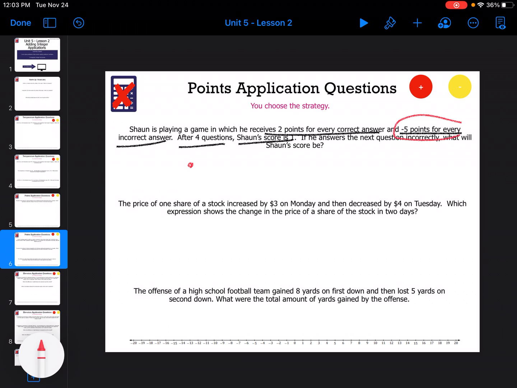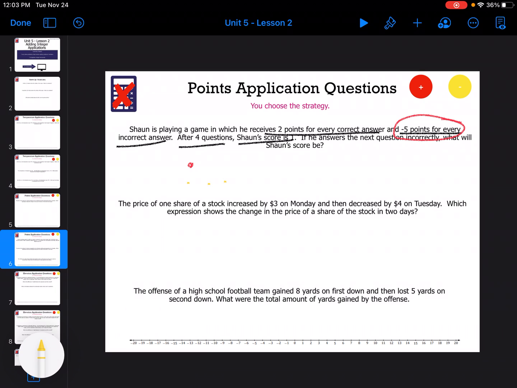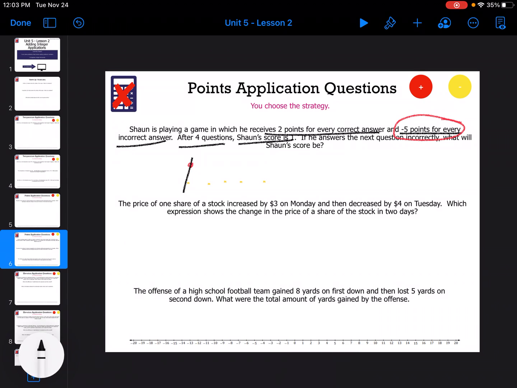Well, he gets 5 points off for every negative, or for every question he gets wrong. So that'd be 1, 2, 3, 4, 5. So I can make a 0 pair, and I'm left with negative 4. So his score would be negative 4.